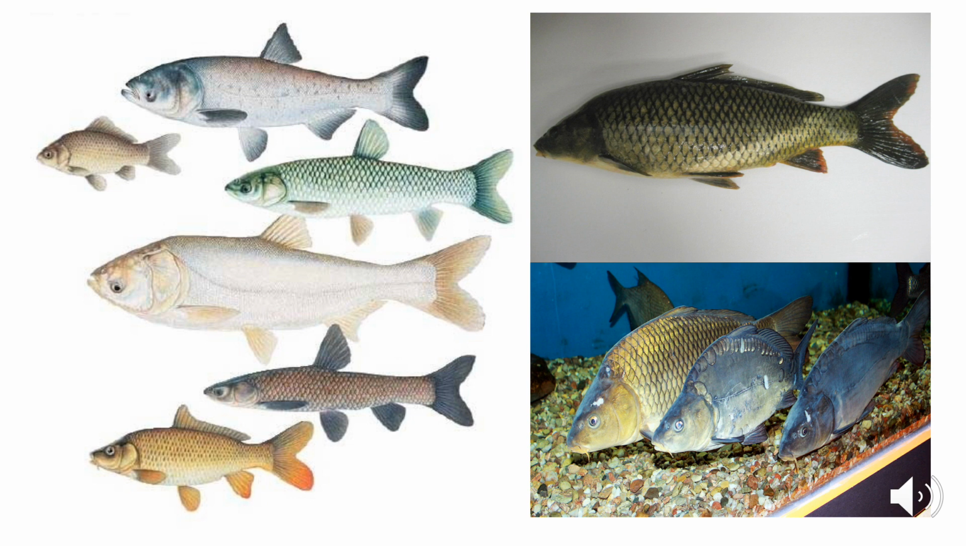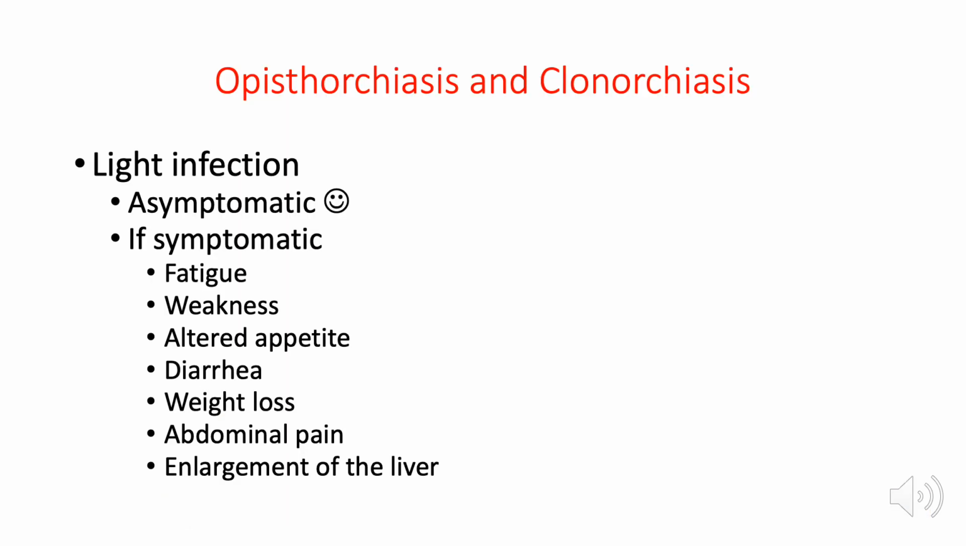These are pictures of fishes that are from the Cyprinidae family. Now, what are the clinical signs and symptoms of infection with Clonorchis and Opisthorchis?